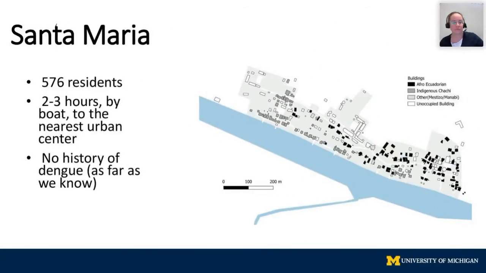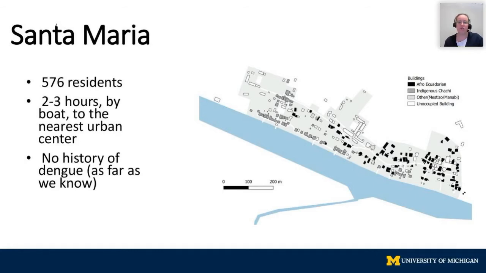This particular study was done in one very small community, the community of Santa Maria. This is a community of around 150 households and 576 residents. It is about a 2 to 3 hour boat ride from the nearest urban center, so it's quite remote. There are some other towns of similar size nearby, but that's about it. As far as we know, based on information shared with us from colleagues at the Ministry of Health, there's no known history of dengue in this community. Doesn't mean that it wasn't there, but until recently it hadn't been observed. We hadn't observed substantial dengue transmission here.